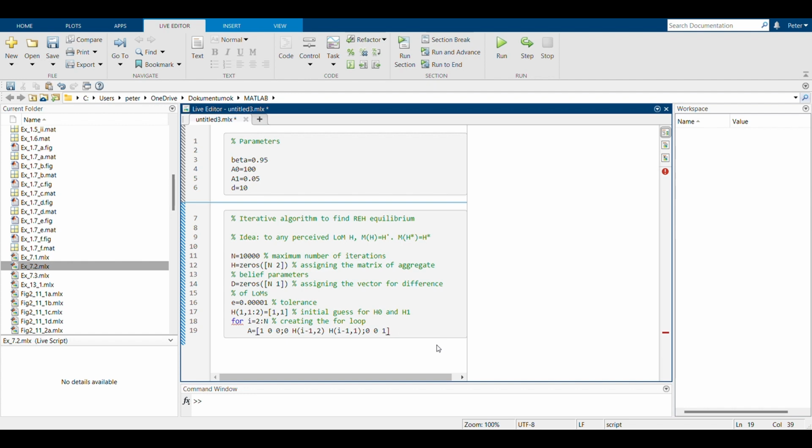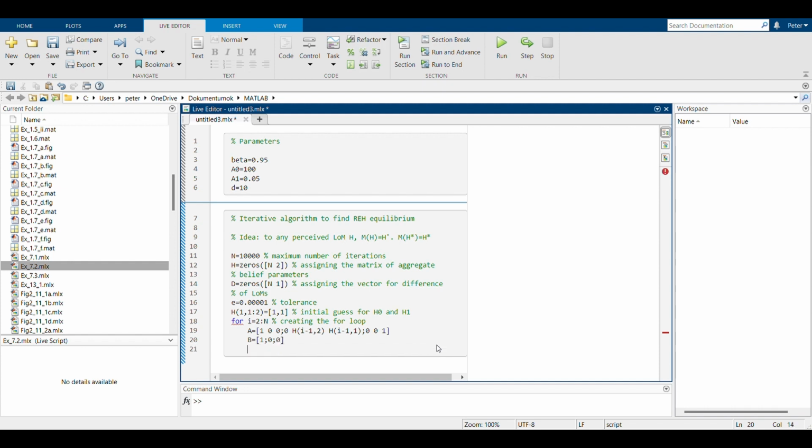0, 0, 1, 1, 0, 0, 0, H_i minus 1, 2, i minus 1, 1, 0, 0, 1. Okay, it sounds like a poem. Vector B is simple: 1, 0, 0.